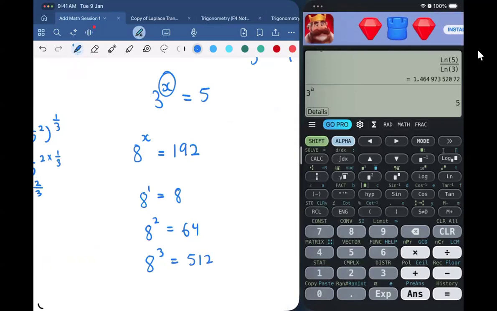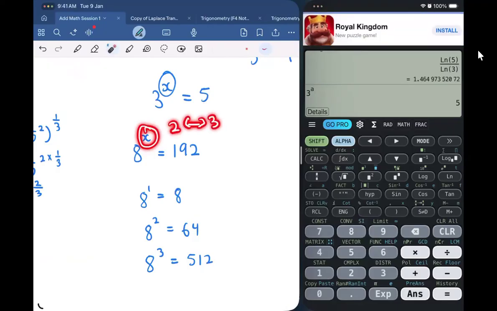So let me ask that question, Shayna. Between what two values do you think our answer is going to be? We want to get 192. Between what two values? Between 8 squared and 8 cubed. Right. So our answer for x would be between 2 and 3. That makes perfect sense, right? Yes or no?